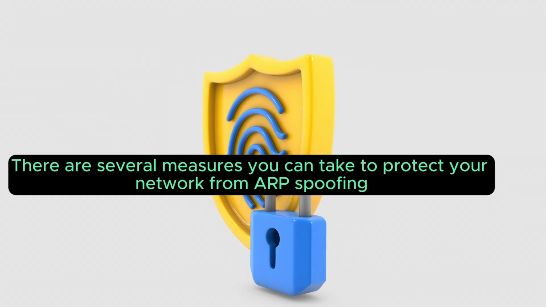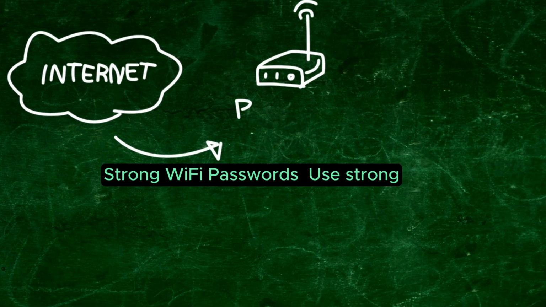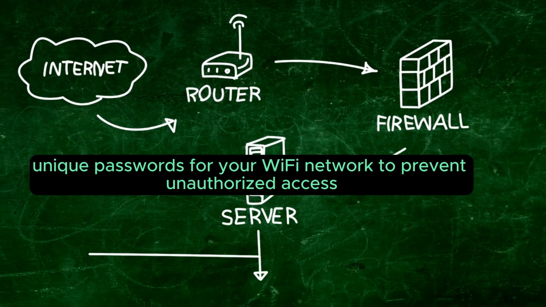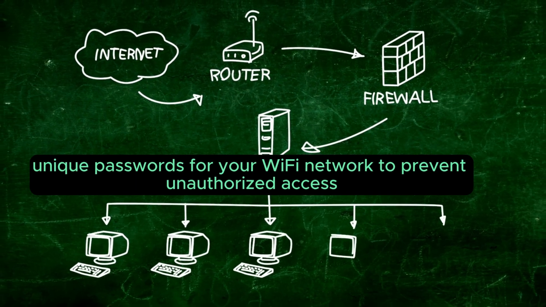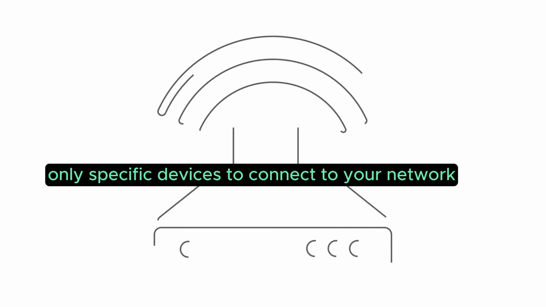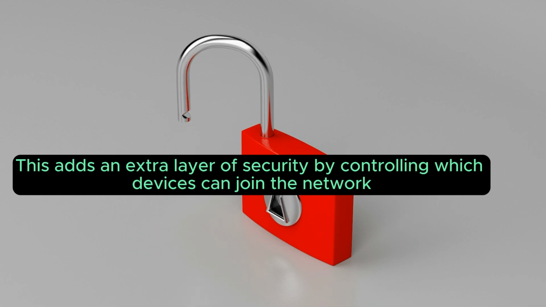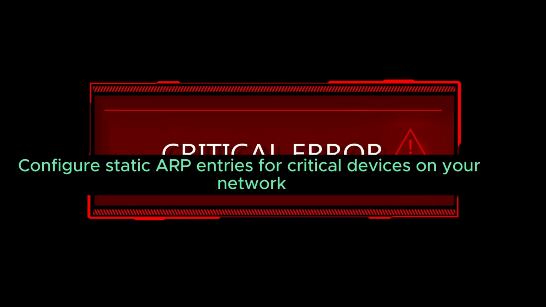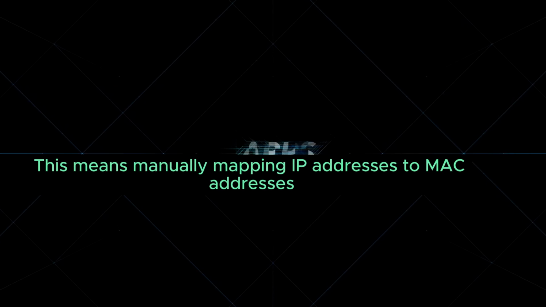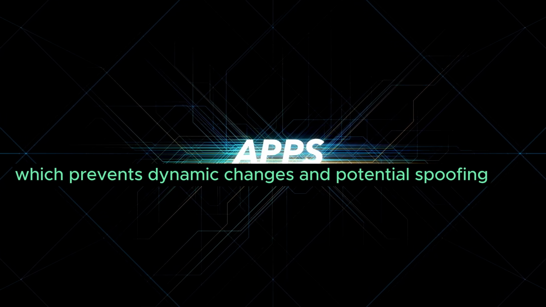How to protect against ARP spoofing. There are several measures you can take to protect your network from ARP spoofing. Strong Wi-Fi passwords. Use strong, unique passwords for your Wi-Fi network to prevent unauthorized access. MAC address filtering. Enable MAC address filtering on your router to allow only specific devices to connect to your network. This adds an extra layer of security by controlling which devices can join the network. Static ARP entries. Configure static ARP entries for critical devices on your network. This means manually mapping IP addresses to MAC addresses, which prevents dynamic changes and potential spoofing.